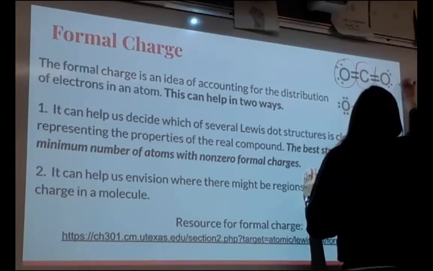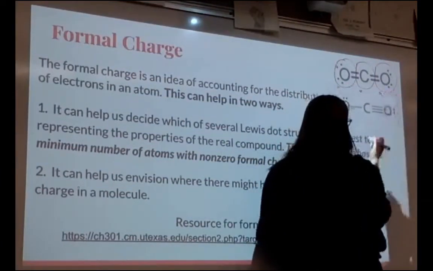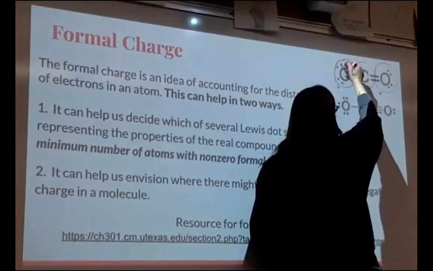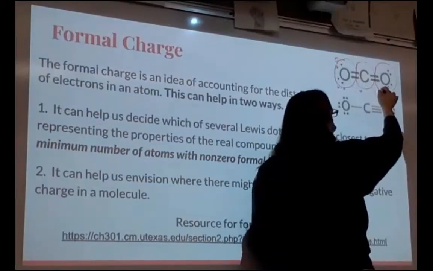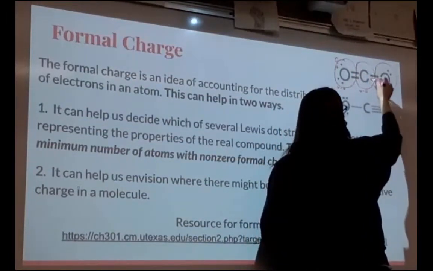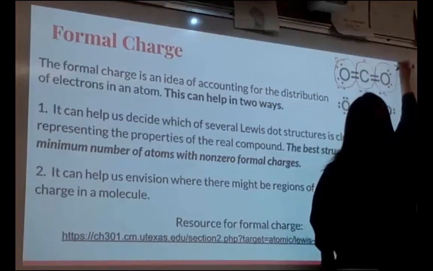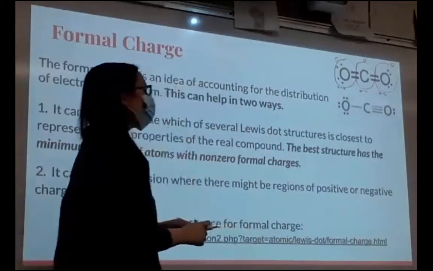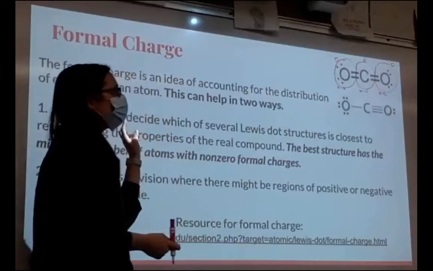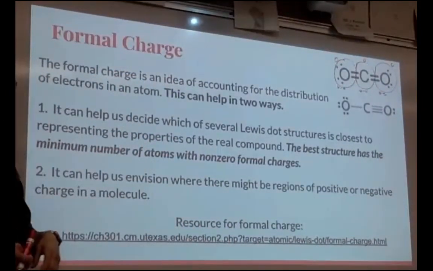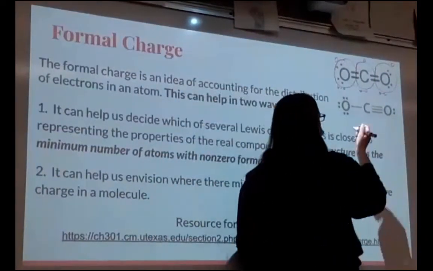for each atom in carbon dioxide, oxygen has 6, carbon has 4, oxygen has 6 in terms of valence electrons. But there's 2, 4, 6 electrons in the circle, formal charge is 0. 1, 2, 3, 4 electrons in the circle, formal charge is 0. 1, 2, 3, 4, 5, 6 electrons in the circle, formal charge is 0. So for carbon dioxide, when there are 2 double bonds, the formal charge on every atom is 0. That's the best structure that we could have if all the formal charges are 0.